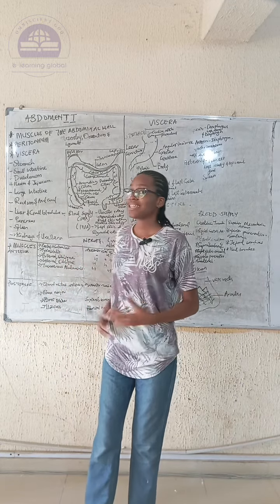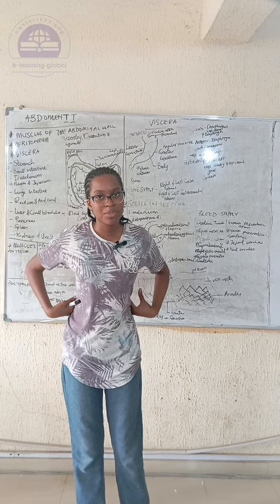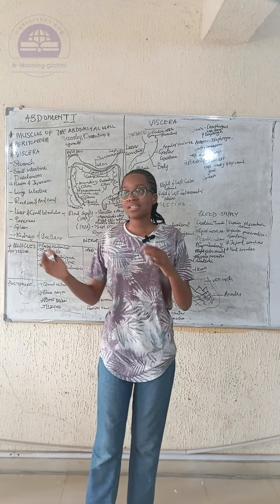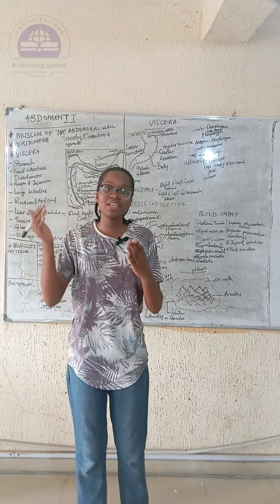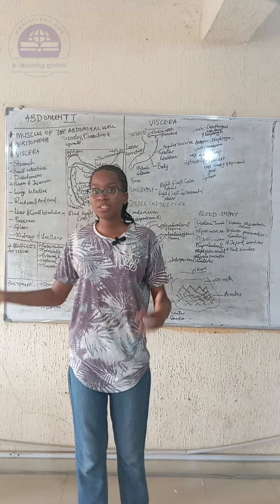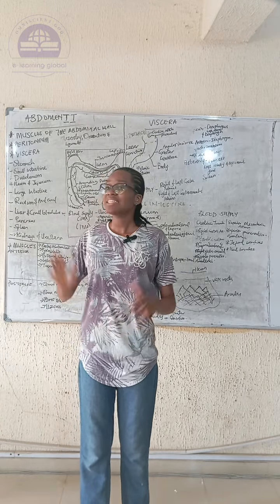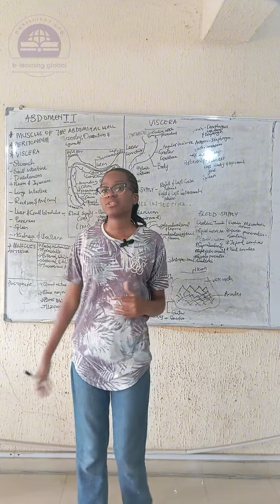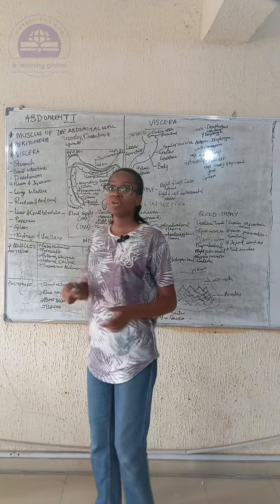So this mesentery attaches the viscera to the posterior abdominal wall, and it also serves as a conduit, or a passage, for blood supply, nervous supply, and lymphatics that go to the organs they are related to. Under this mesentery, there's what we call the mesentery.